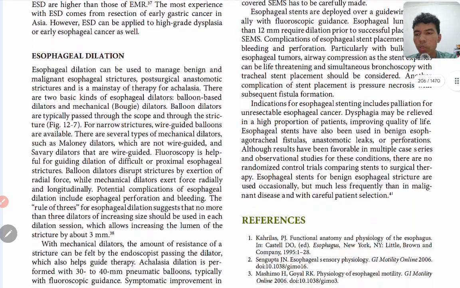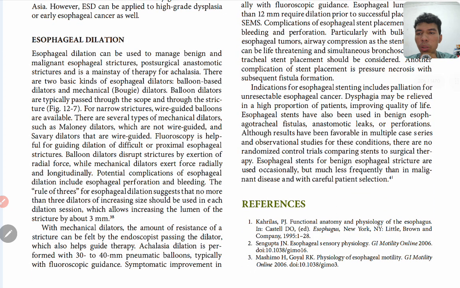Esophageal dilation. Esophageal dilation can be used to manage benign and malignant esophageal strictures, post-surgical anastomotic strictures, and is a mainstay of therapy for achalasia. There are two basic kinds of esophageal dilators: balloon-based dilators and mechanical bougie dilators. Balloon dilators are typically passed through the scope and through the strictures. For narrow strictures, wire-guided balloons are available.